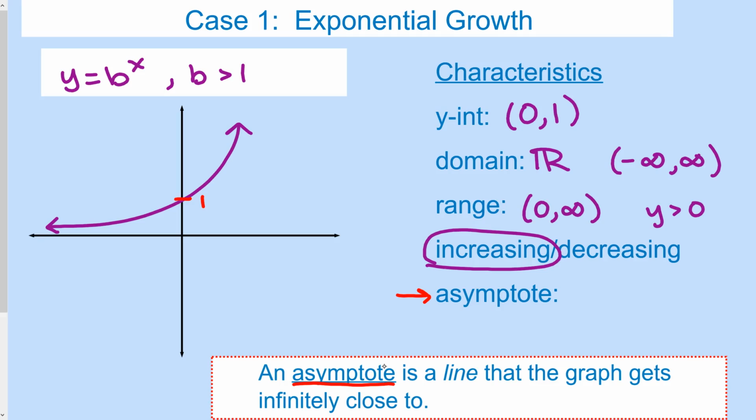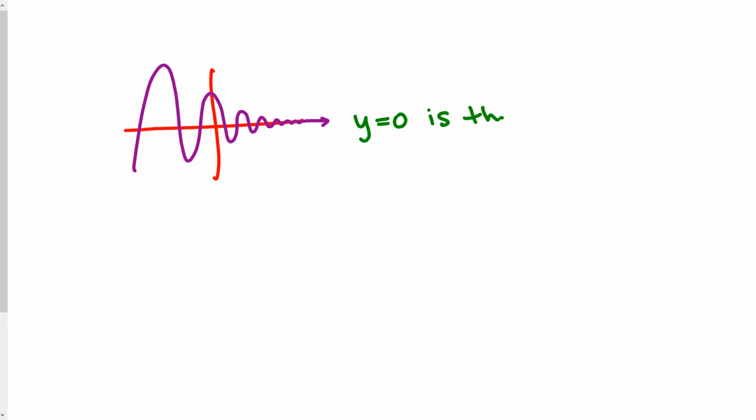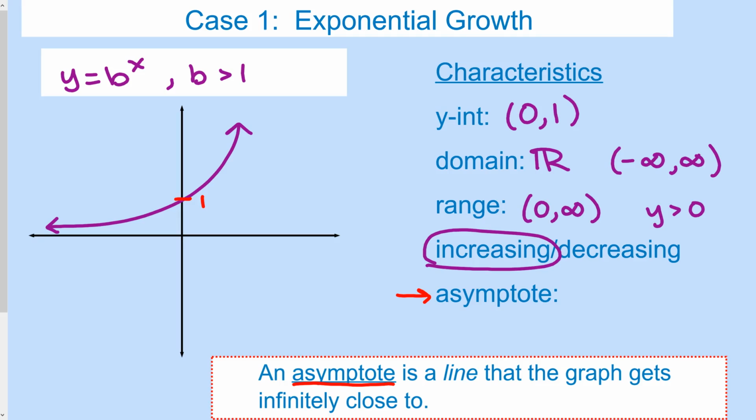In fact, here's a quick example of a function that gets infinitely close to a line the further out you go. It gets infinitely close to the line y equals 0. So that's the asymptote, but it crosses it infinitely many times. So for your definition of asymptote, I would just like you to think of it as a line that the graph gets infinitely close to.